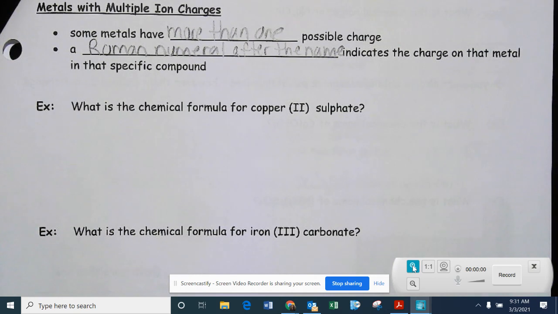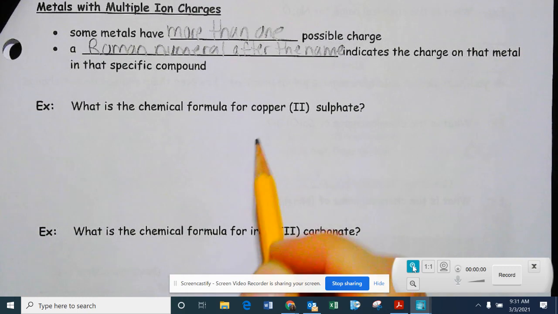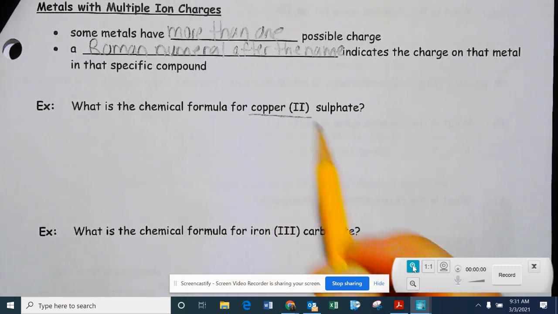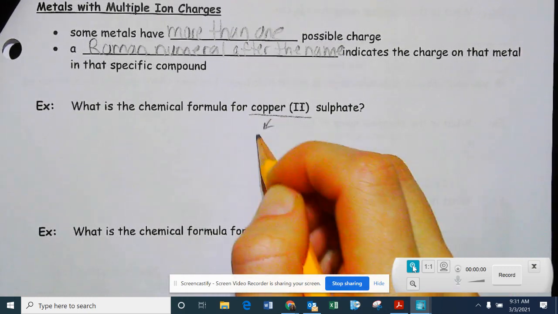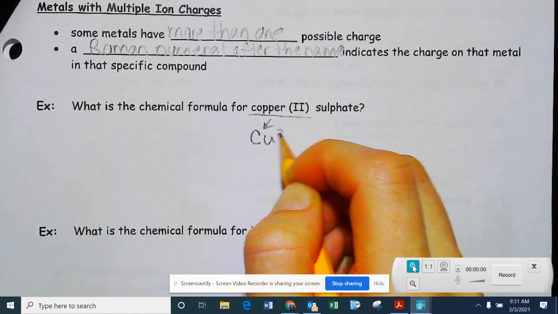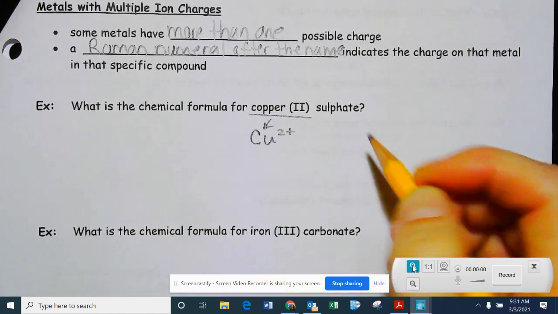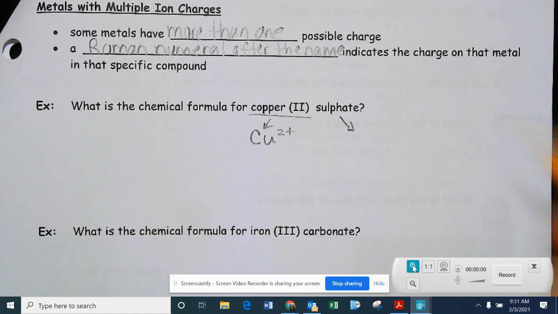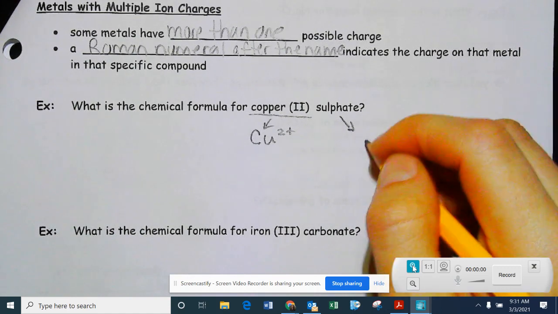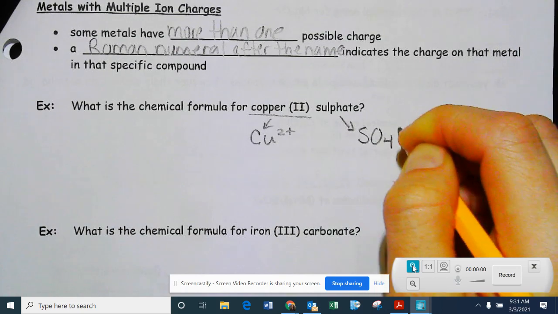So, for example, here I've got copper 2 sulfate. So what this tells me, the copper 2, is that I have Cu2+. And then can anybody tell me what sulfate is? SO4 2-. Good.